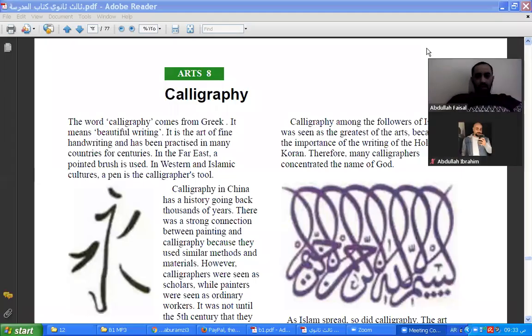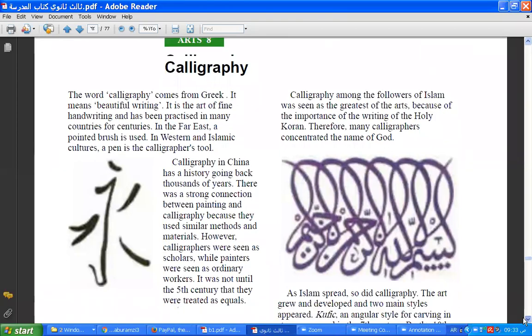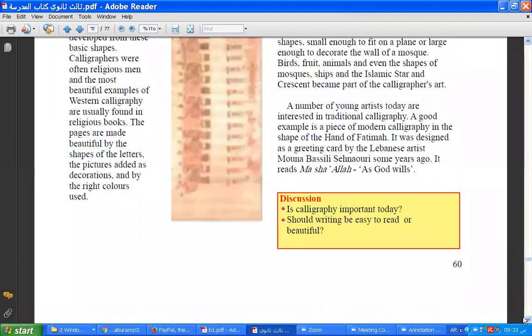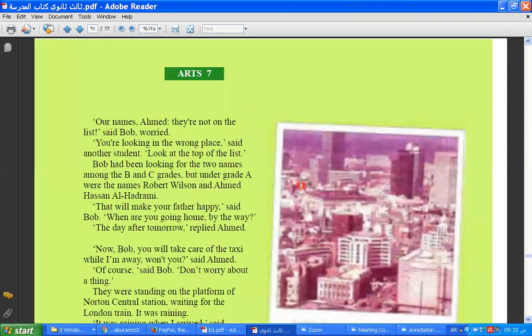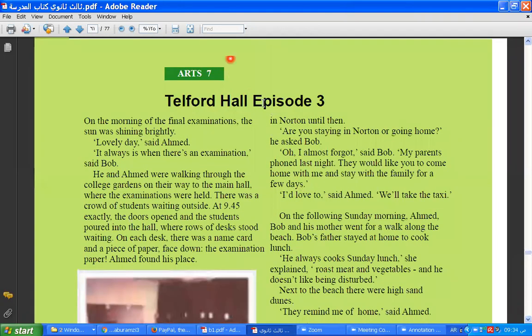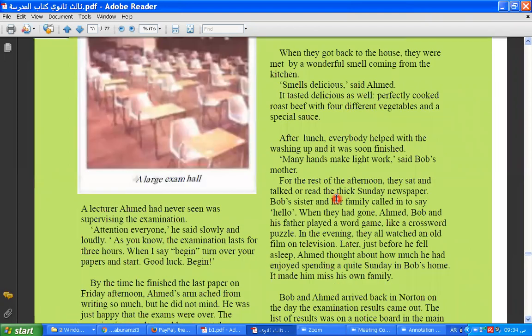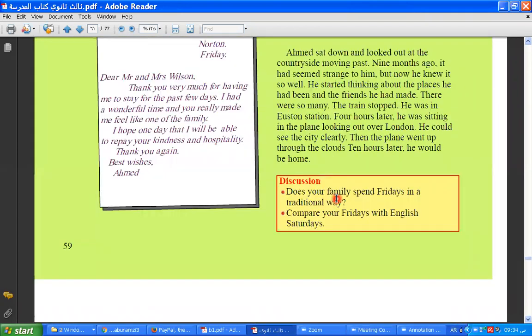So Abdullah, if you have the book, this lesson would be on page 60. Look, the lesson before it is cancelled. It's not mentioned in the plan for art students.